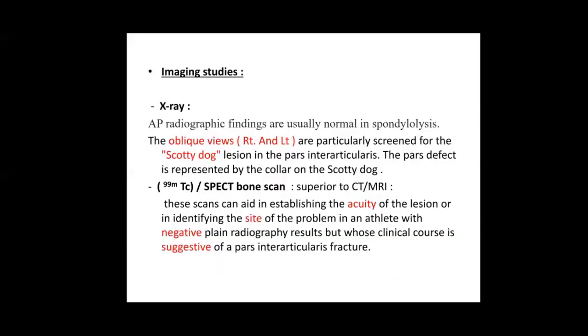The imaging studies, we started with the X-ray. We see the Scotty dog. After that, the next favorable investigation is the CT scan. CT scan will demonstrate the interruption in the region of the pars interarticularis. MRI also is helpful when you have the pars interarticularis not completely fractured, but having bone marrow edema in the pars interarticularis, which we call a pre-lytic defect.